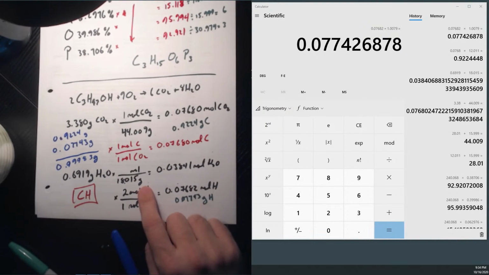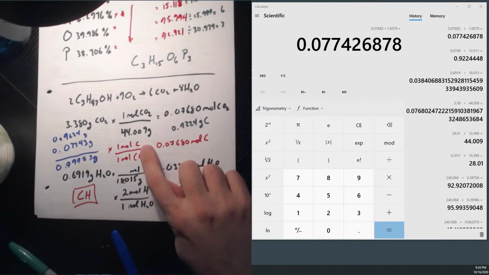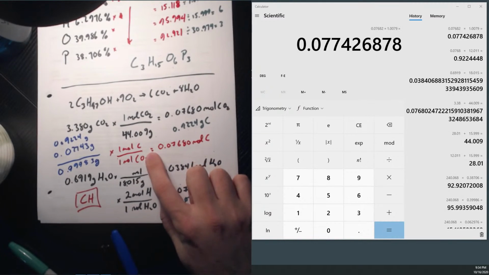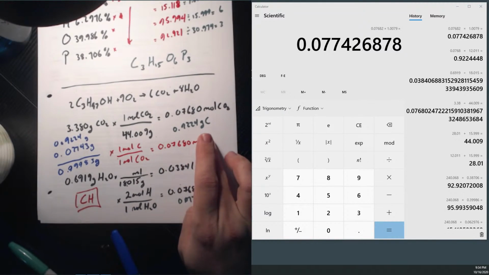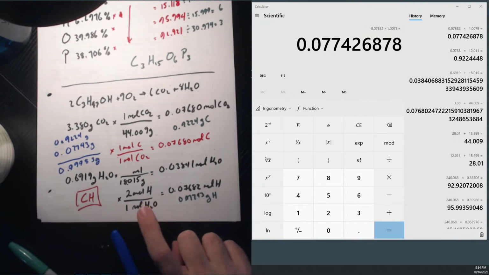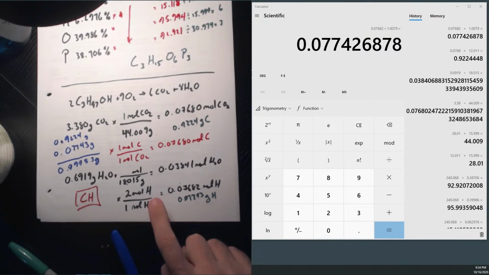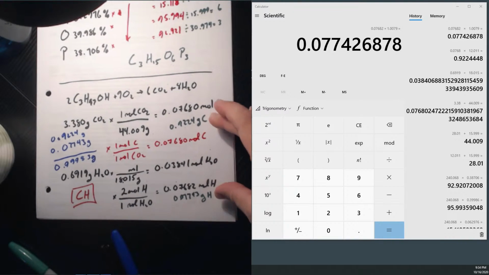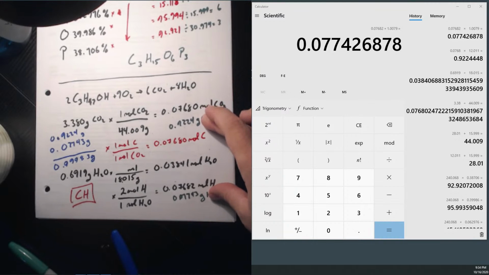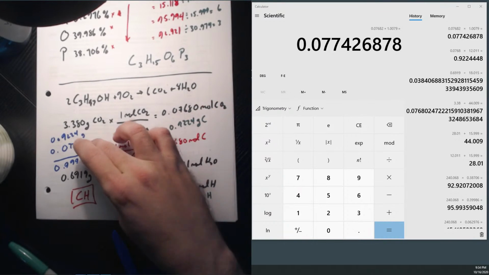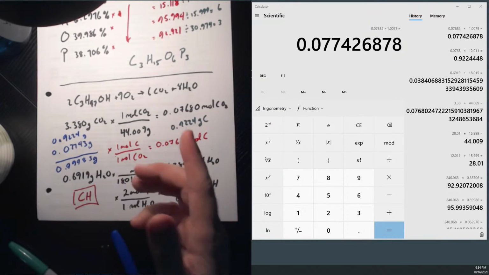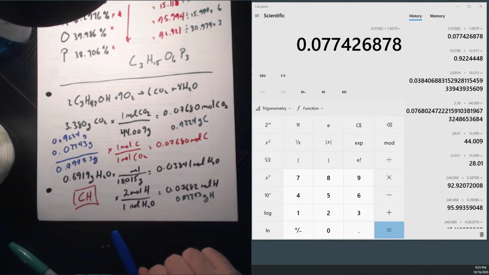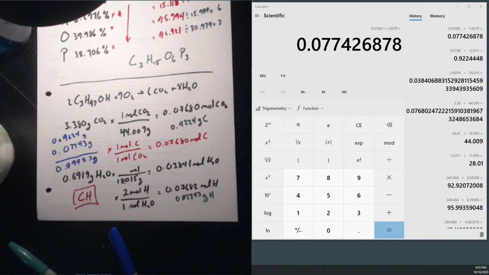Then you've got to remember to convert to the elements. So there's 1 atom of carbon in every molecule of CO2, so it's going to be the same number, but you have to double it for hydrogen because there's 2 atoms of hydrogen in a molecule of water. And then, just to be safe, you have to double check, make sure there's no missing mass. So you convert them back to mass, add them together. If there is missing mass, then you have oxygen hiding somewhere in your compound. If there's no missing mass, there's no oxygen.